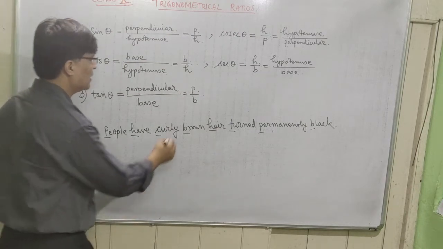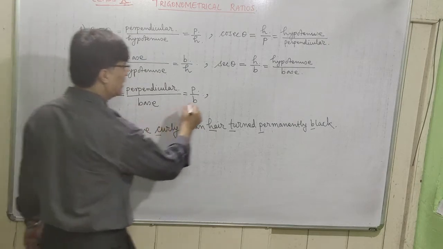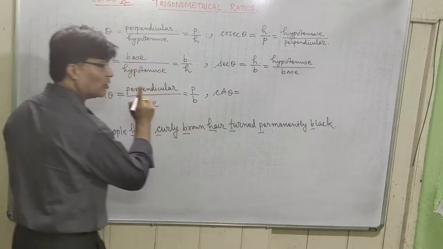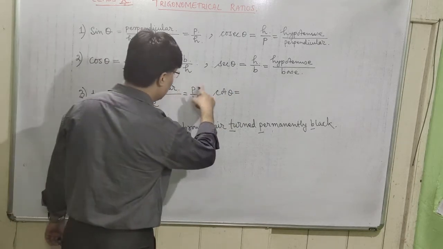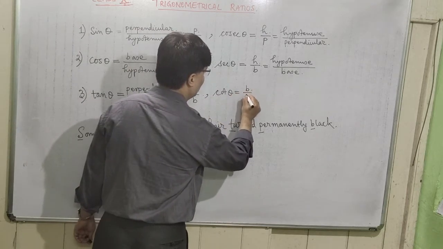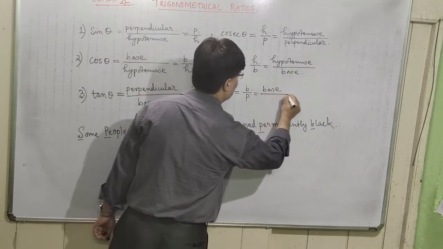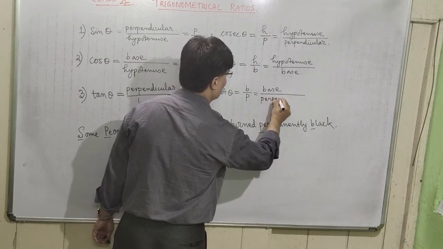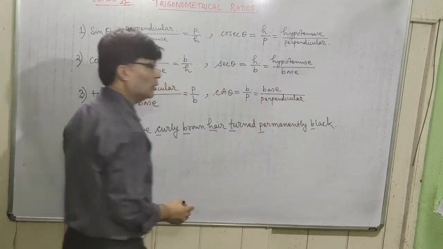And next, what is the opposite trigonometrical ratio of tan theta? It is cot theta. Cot theta is the opposite trigonometrical ratio of tan theta. It is just the invert of tan theta, that is b by p. What is b here? This is base divided by p. P is the perpendicular.